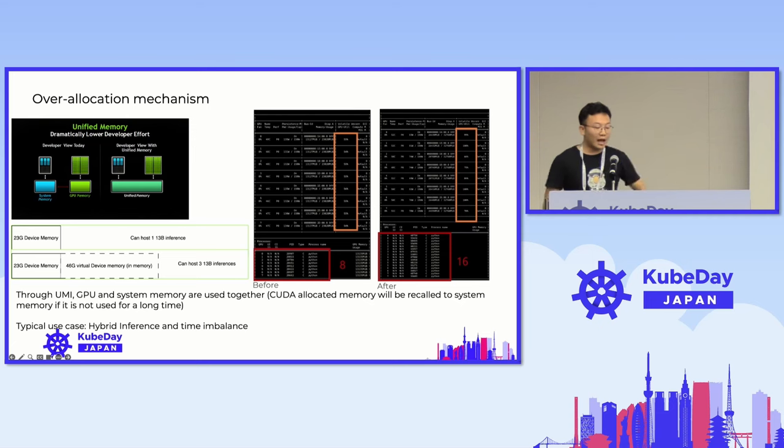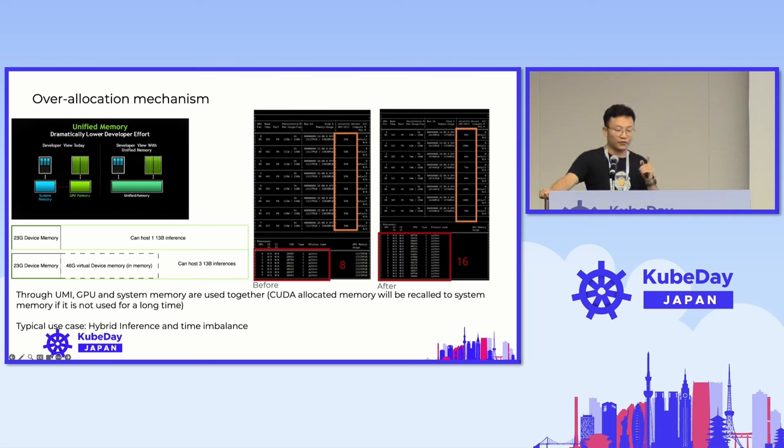Okay, HAMi also supports NVIDIA UVM. What is UVM? That means unified virtual memory. This is a CUDA feature that allows GPU memory and host memory to be managed and used together as one memory address space. So it can improve the scalability of tasks. As shown in the figure, we doubled the overall allocation, and the GPU memory increased from 23 to 29. We can schedule more tasks.